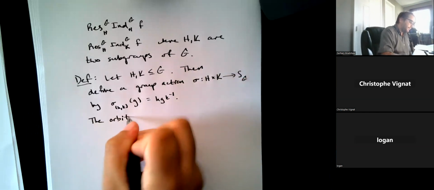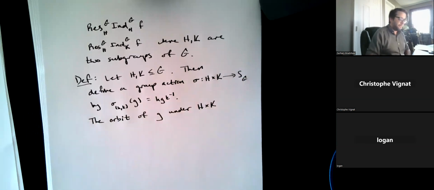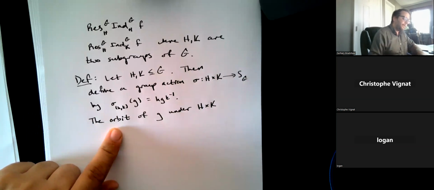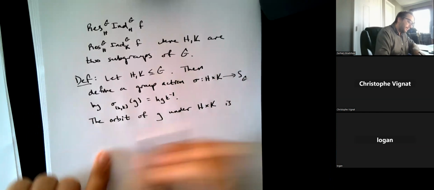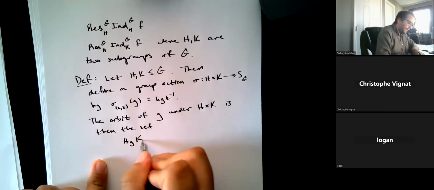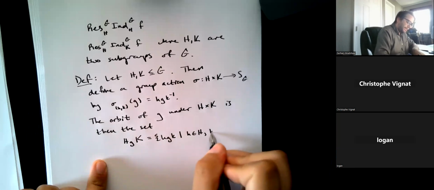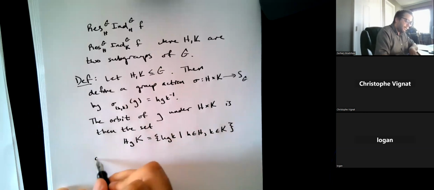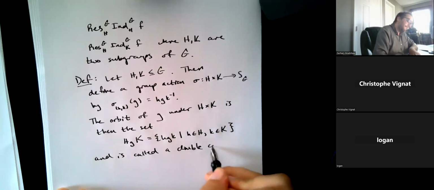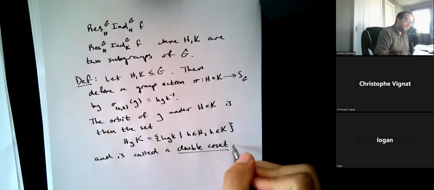The orbit of g under H cross K. So remember, the orbit is just the set you get when you act on g with the entirety of H cross K. This is then the set HgK, equals {hgk such that h is in H and k is in K}, and is called a double coset of G.